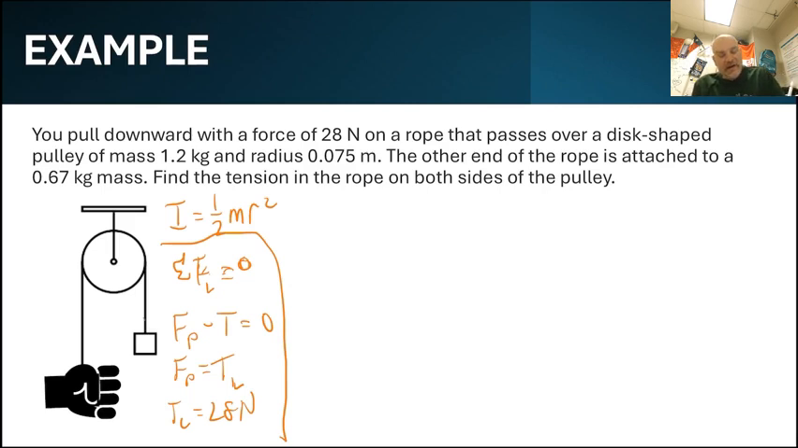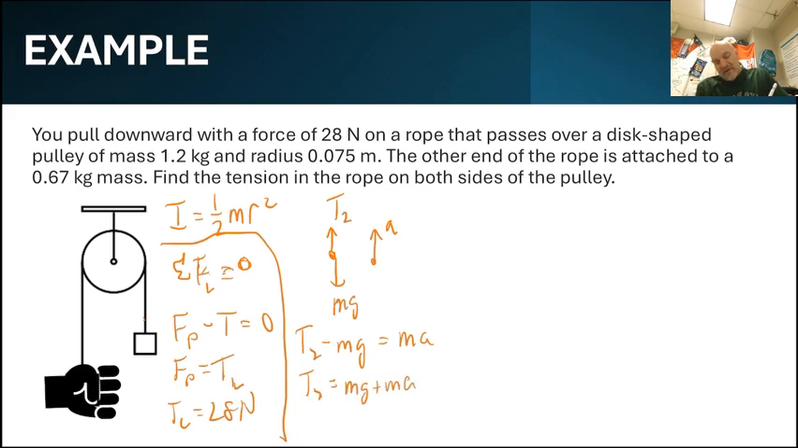Now I look at the right-hand side. I draw a free body diagram. I have mass down and tension up. This side will be accelerated in an upward direction. So T2 minus mg equals ma, and so T2 is going to be mg plus ma.